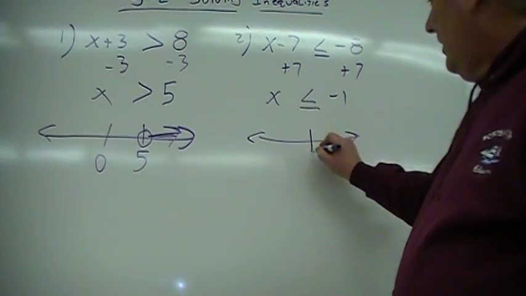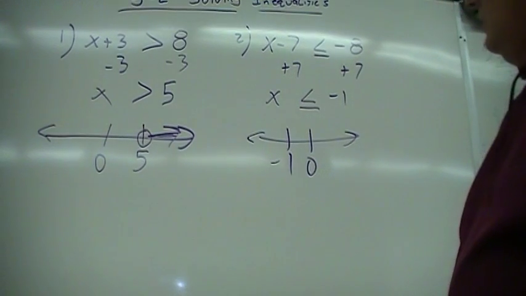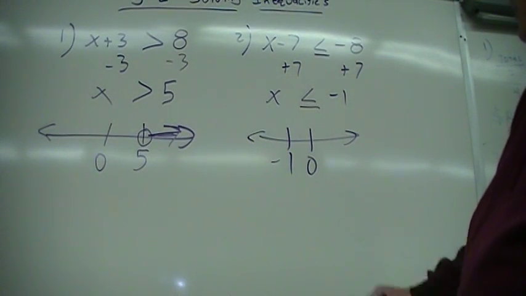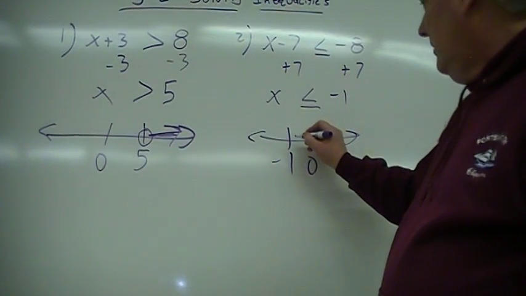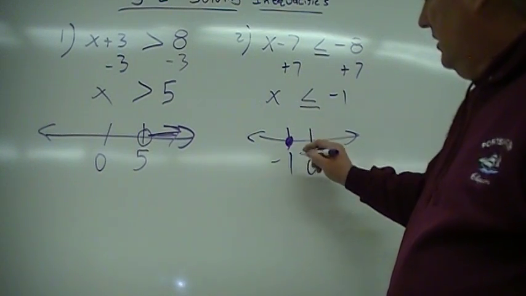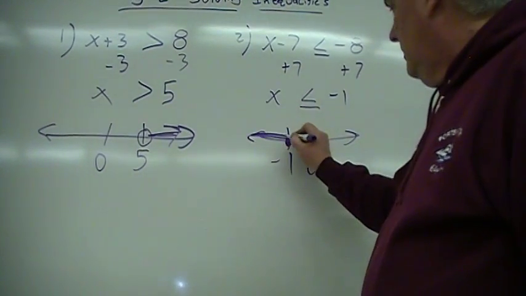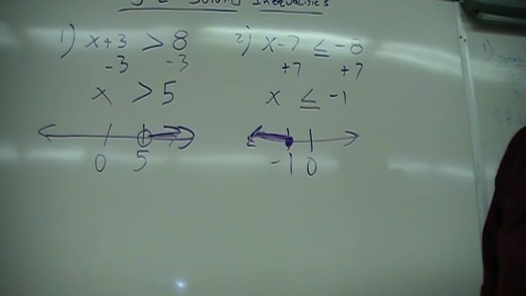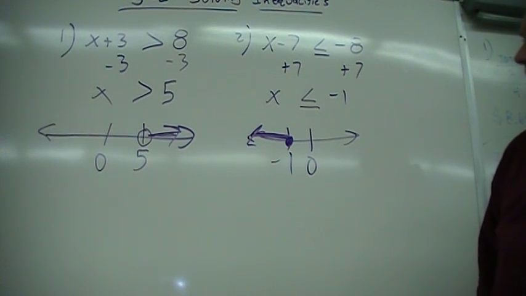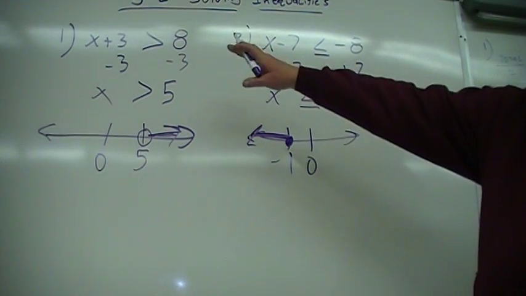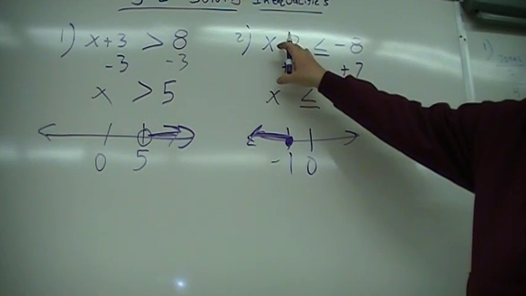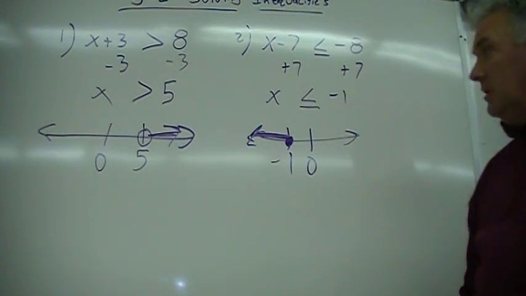Get our graphing practice in. There we go. X is less than or equal to. It means we got to shade in the circle and we're going that way. All right? So there, 1 and 2, they deal with addition, they deal with subtraction, just doing the opposite.